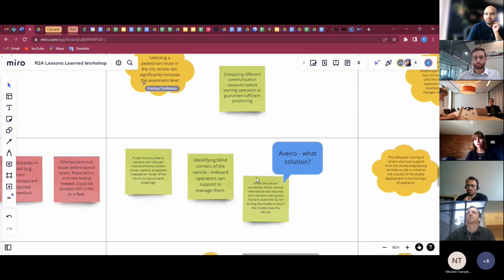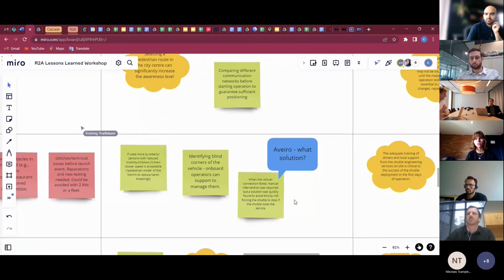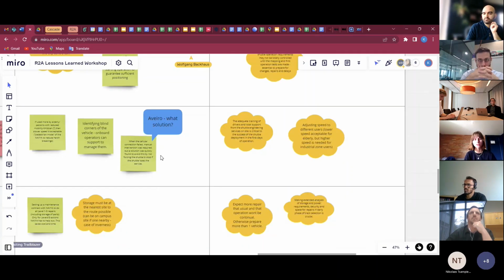Also identifying blind corners of the vehicle and actually connecting it to the vehicle operation on that specific route is also essential. Here, we added a question which we can discuss a bit later, that there was a suggestion for a solution to quickly avoid the moments when cellular connection fails, but we can discuss that further to actually make a more concrete suggestion.